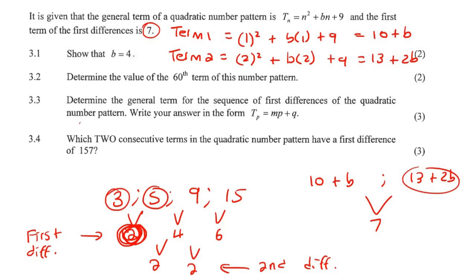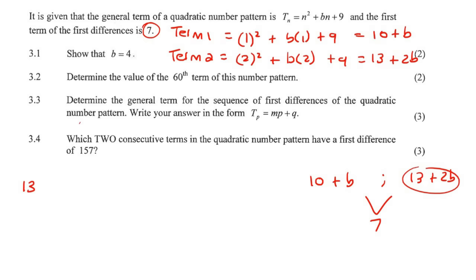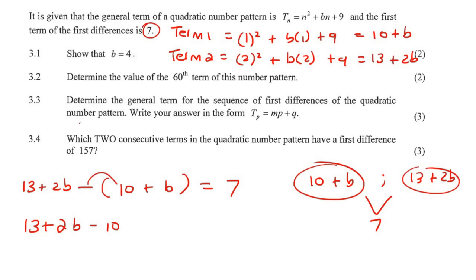Okay? So we can then say that 13 plus 2b minus this term. Now that term is more than one term, so you have to put it into a bracket. That difference is 7. So 13 plus 2b minus 10 minus b must give us 7. So go ahead, solve this however you would like to solve it, but we should eventually find out that b is going to be 4.